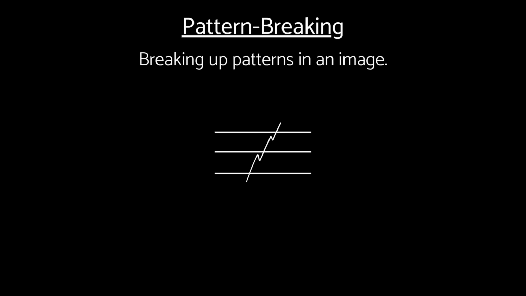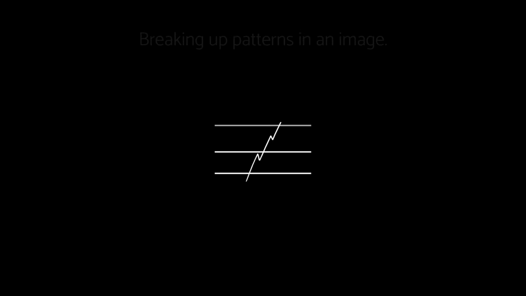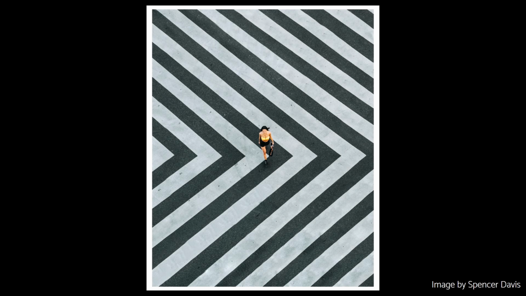Using the example from our previous composition technique, now take a look at this pattern breaking technique using the contrasting color of the yellow against the black and white pattern of the crossing lines. This technique is great for adding interest and balance to a photo. It can also be used to create tension and drama, as breaking up patterns can often give off a feeling of uneasiness.